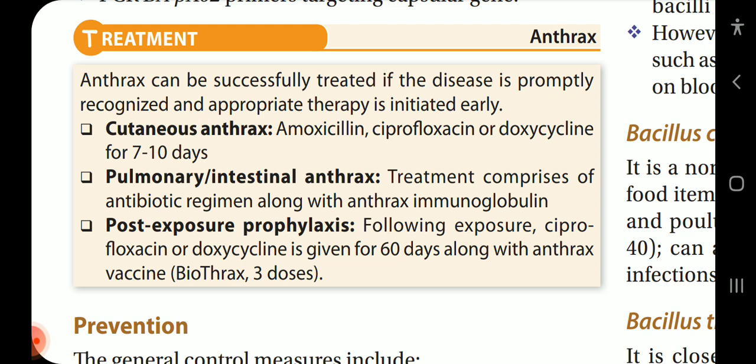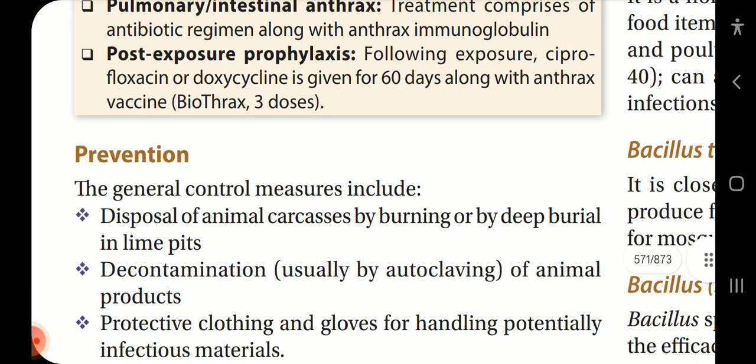Cutaneous anthrax: amoxicillin, ciprofloxacin, or doxycycline for 7 to 10 days. Pulmonary or intestinal anthrax treatment comprises an antibiotic regimen along with anthrax immunoglobulin. Post-exposure prophylaxis: following exposure, ciprofloxacin or doxycycline is given for 60 days along with the anthrax vaccine Biothrax, 3 doses.